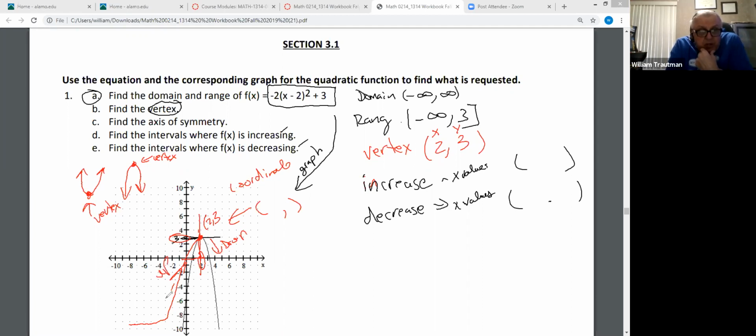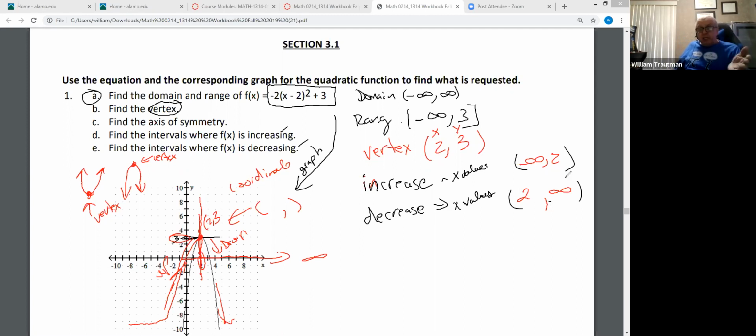So it's going up on this side from left to right. It's going up, it's increasing. Going up is increasing from negative infinity to what X value? The X value is going up until X value 2. At the vertex, it stops going up. The vertex is the highest point in this case. Then it starts going back down. So it starts decreasing at 2 on the X value, and it's decreasing all the way over here because it's going down and to the left all the way to infinity.